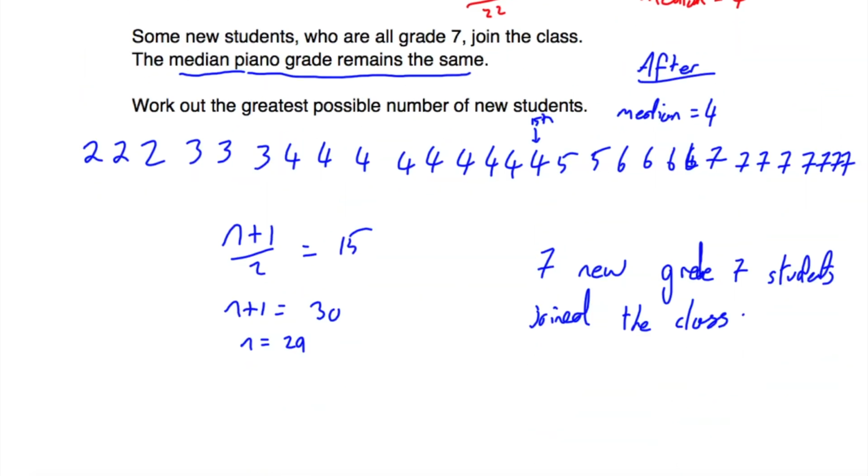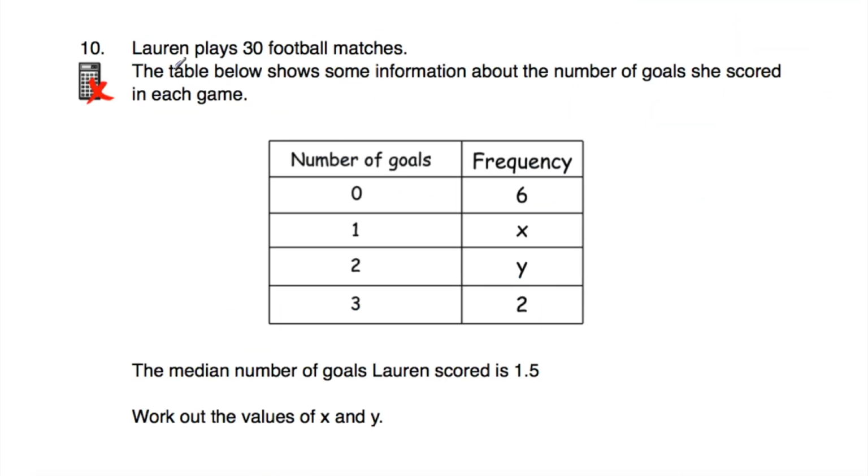And that's it. Okay, let's have a look at our next question, question number 10. So question number 10 says, Lauren plays 30 football matches, and the table shows the information about the number of goals she scored in each game.